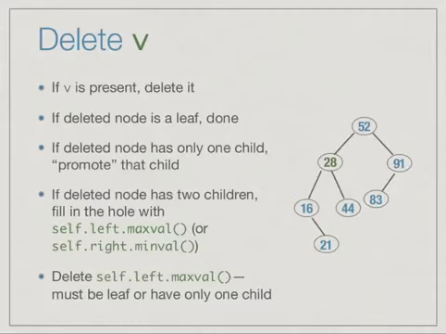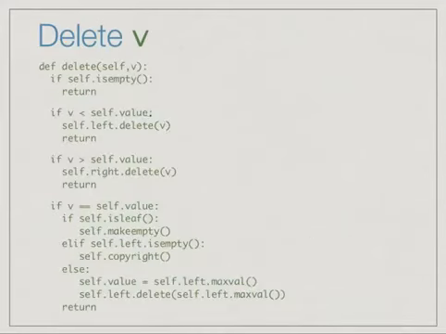So we can now look at the function. If there is no value v, then we just return. The easy cases are when we don't find v at the current node. So if it is less than the current value, then we go to the left and delete. If it is bigger than the current value, we go to the right and delete. So the hard work comes when we actually find v at the current value.